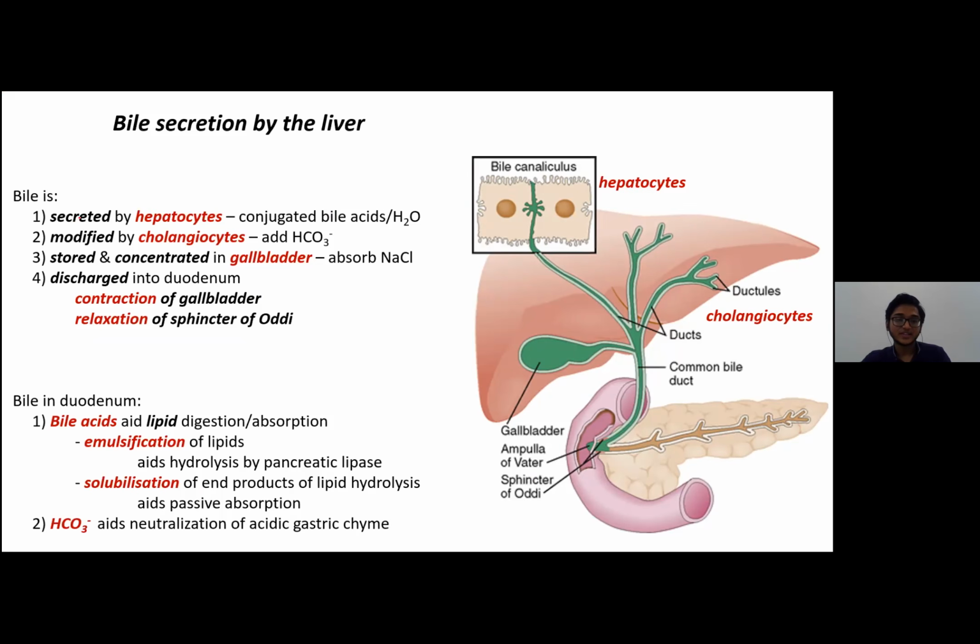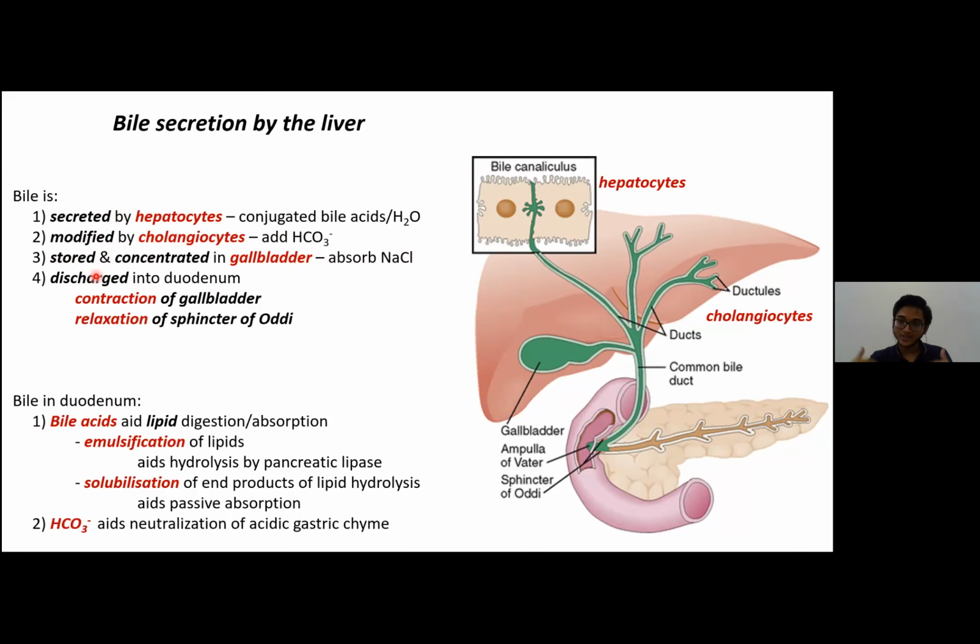Again, bile acid is secreted from, let me use the laser. So bile is secreted by hepatocytes. It's modified by the duct cells, by cholangiocytes, which add bicarb. I told you this is caused by secretin secretion, which is basically like a negative feedback loop. Number three, it is stored and concentrated in the gallbladder, which absorbs water. Wherever sodium goes, water goes, right? So it absorbs sodium and chloride, and water goes with it, but it doesn't absorb the bile. So bile gets concentrated.